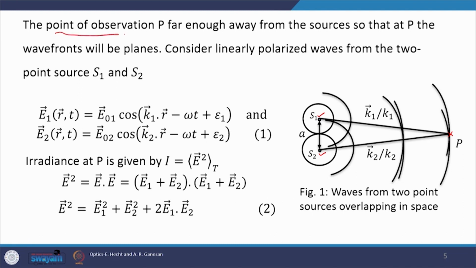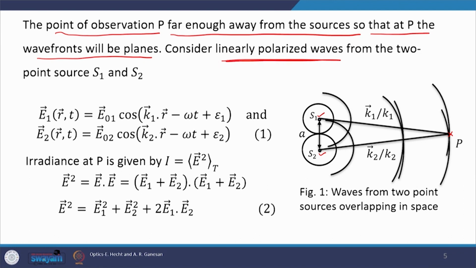The point of observation P is far enough away from the sources so that at P the wave fronts will be plane. We also consider that the point sources S1 and S2 emit linearly polarized waves.